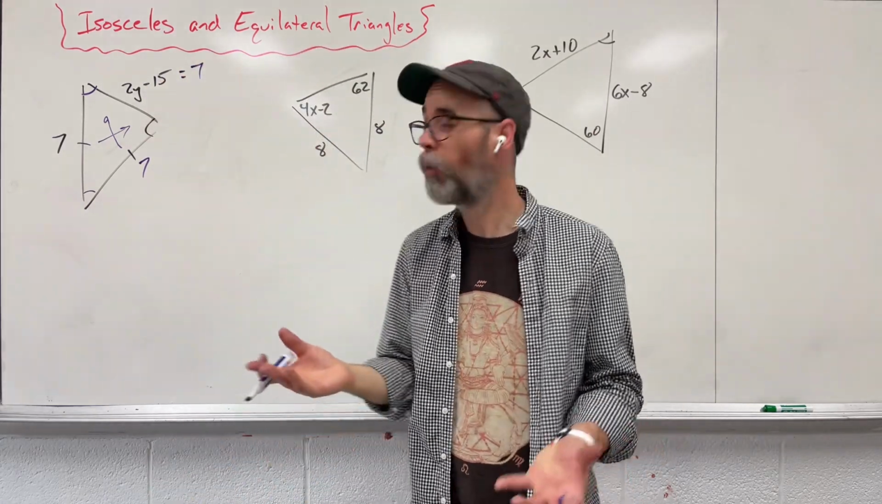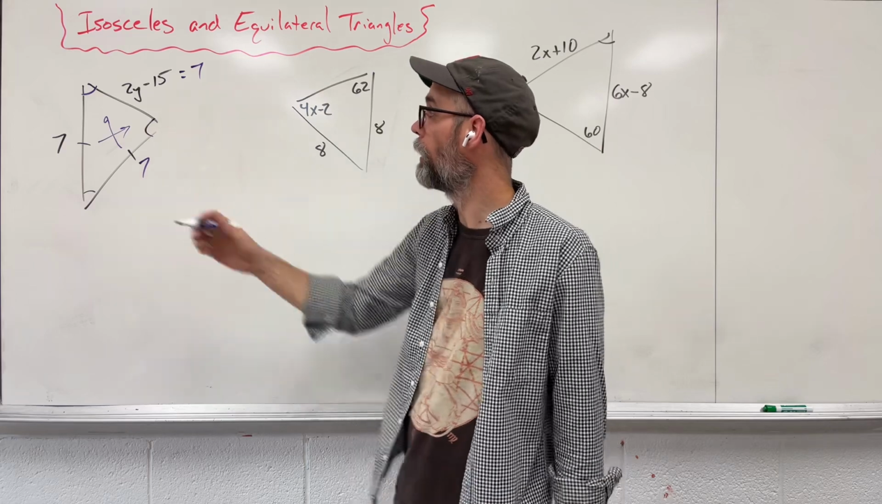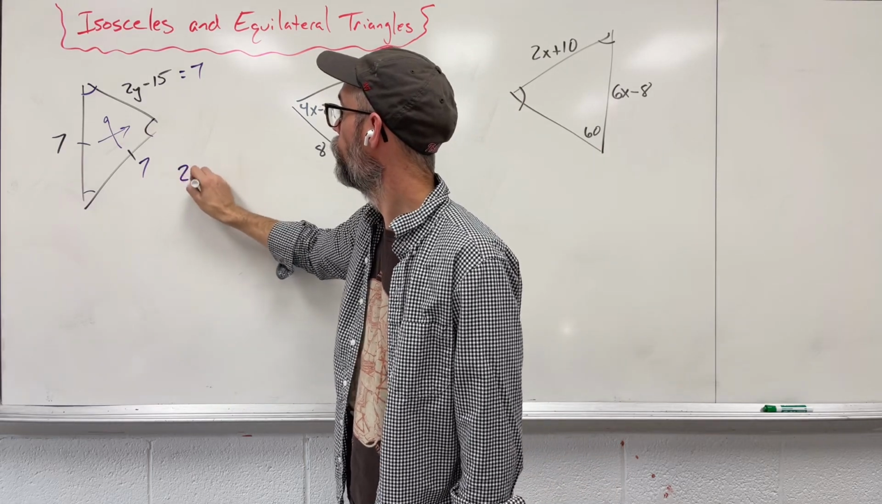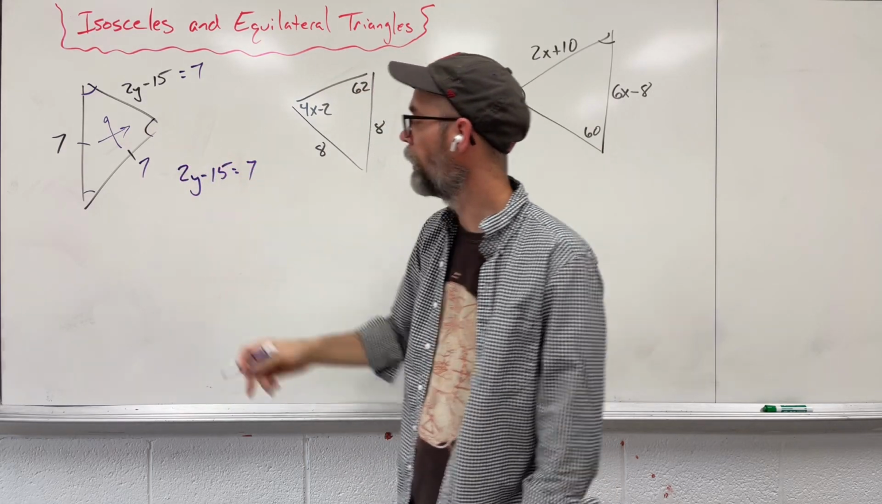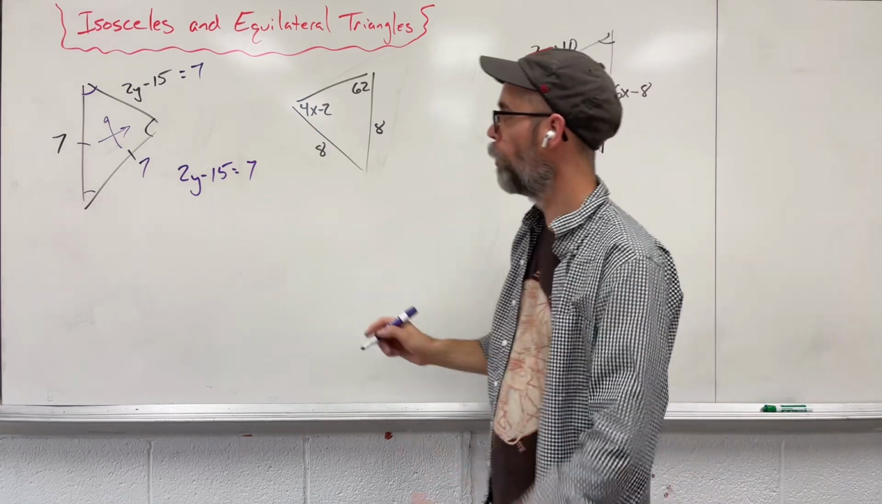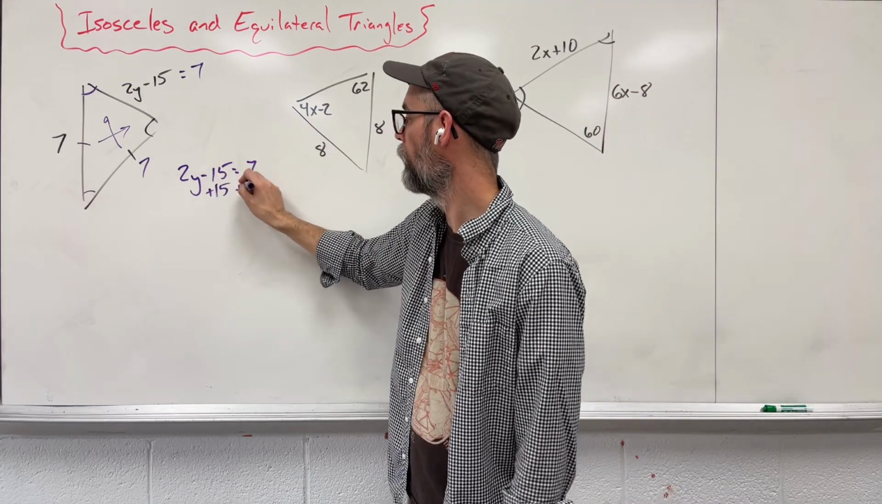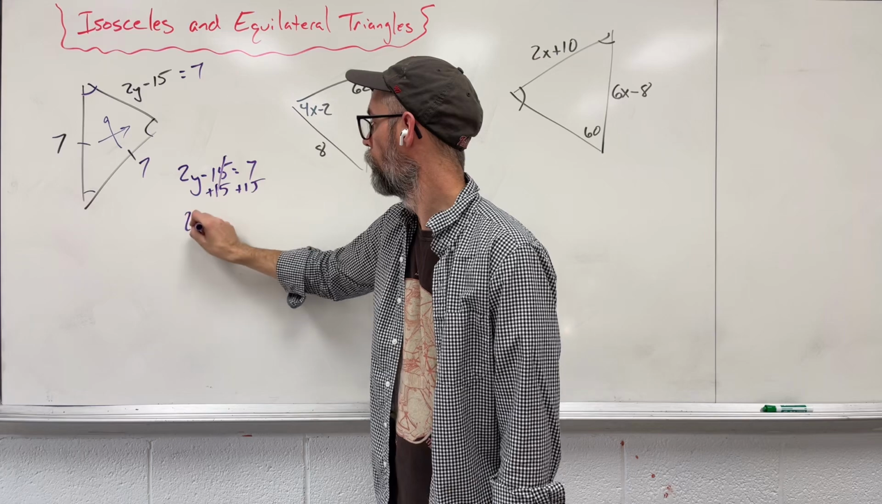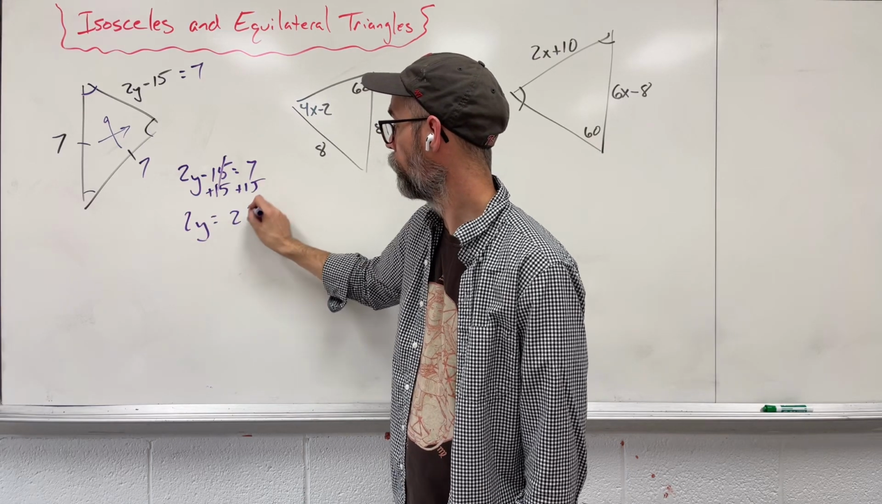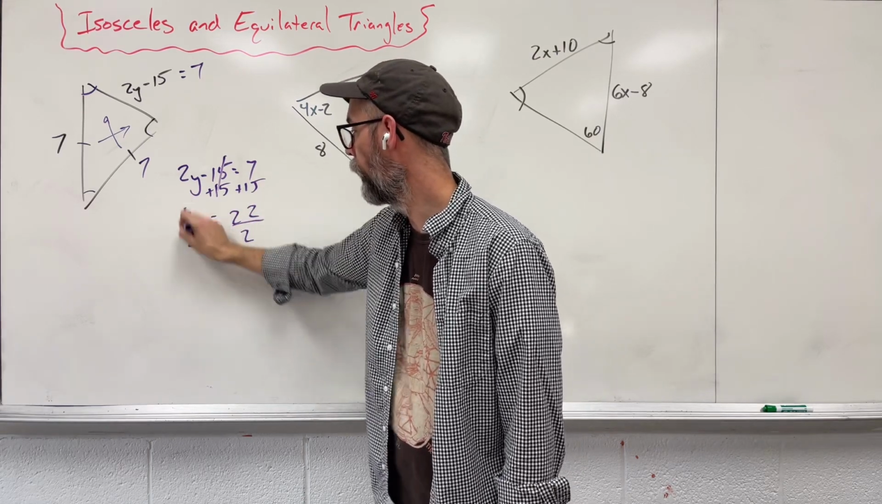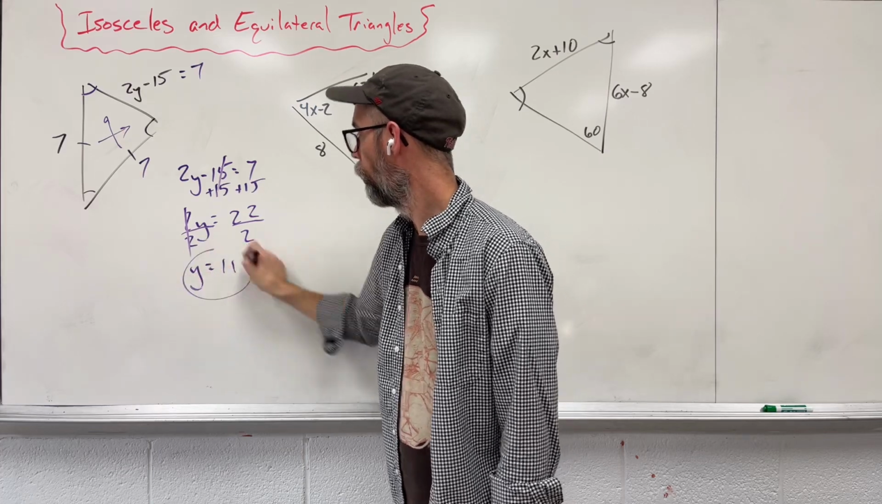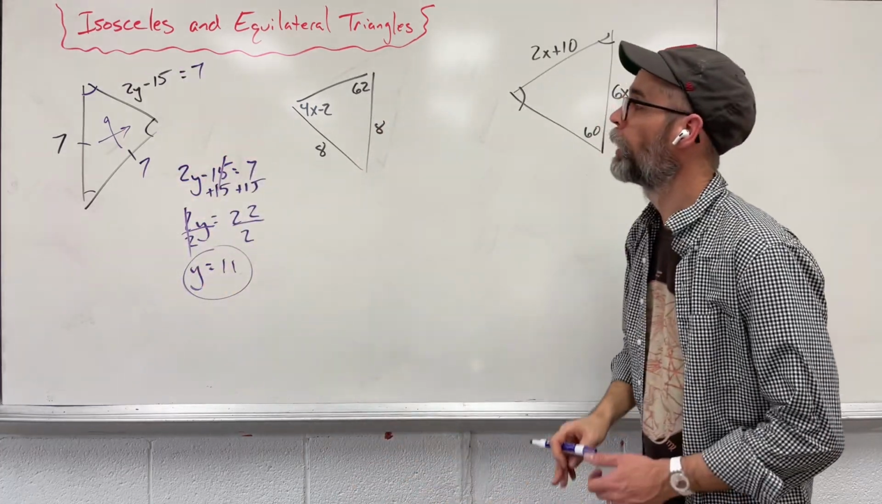And we need to figure out what y is. We already set up the problem right there. So 2y minus 15 equals 7. Let's use our inverse operations and figure out what y is. So add 15, 2y equals 22, divide, y is going to be 11 in that case.